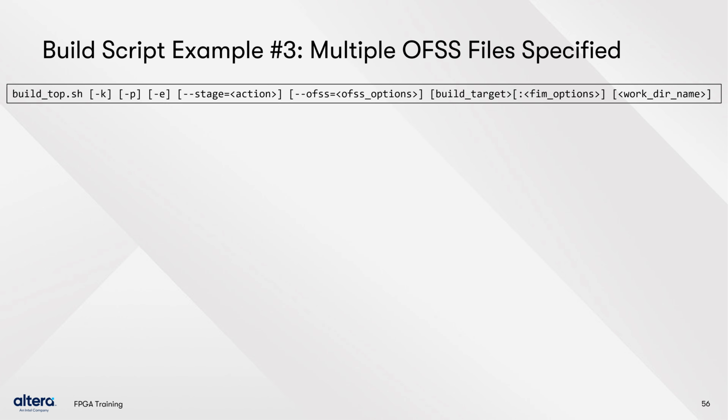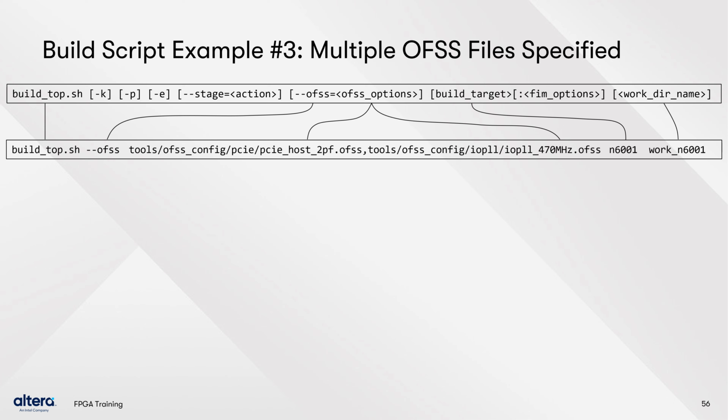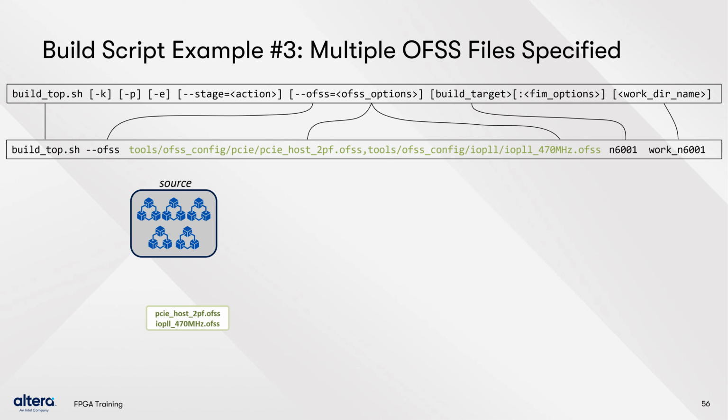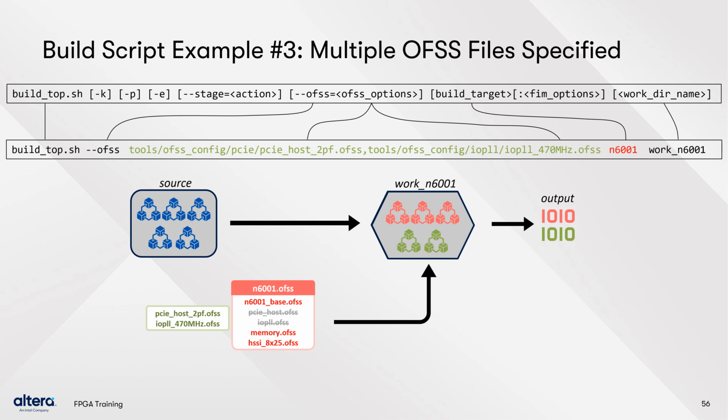In the third example, I will run the build script while specifying multiple OFS settings files. This is done using a comma-separated list on the command line. In this example, I am changing the PCIe configuration to use only 2 PFs and changing the IOPLL frequency to 470 MHz. As before, the build script will use the settings that I specify and use the default configurations for the remaining IP. Again, the specified settings files will override the default settings files. When the build script is run, these settings will be implemented and compiled.